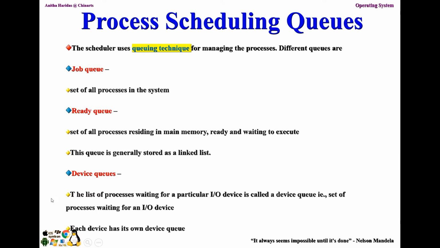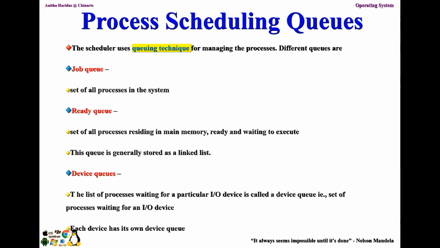Then you have another queue called device queues. The list of processes waiting for a particular input-output device is called a device queue, or the set of processes waiting for an input-output device. So each device will have its own device queue. Say for example, you have a printer queue. What are the processes waiting for the printer? All these will be available in the printer device queue. What are the processes waiting for the plotter? Then all the processes waiting for the plotter will be available in the plotter device queue.